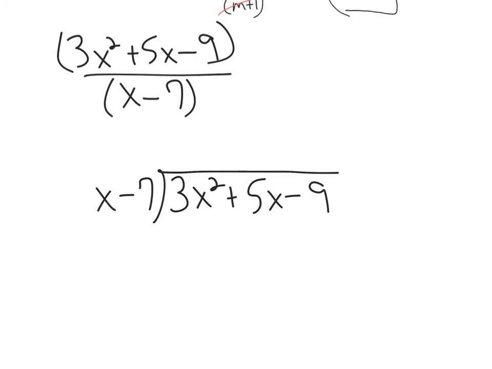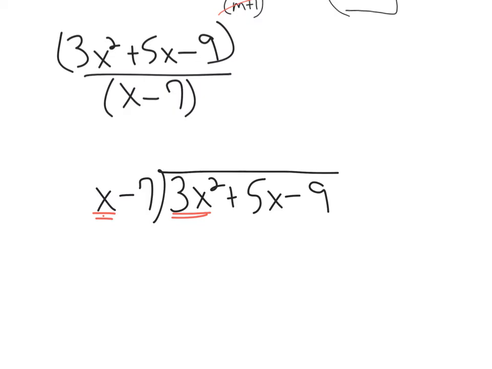So the first thing we're going to look at are these leading terms here, the x and the 3x squared. I'm not even looking at the minus 7. That's not even a thought with what I'm doing right now, just looking at what I've underlined there. So we're thinking about x times what to give us 3x squared. So that would be 3x.